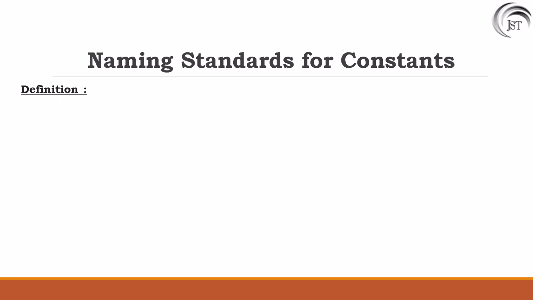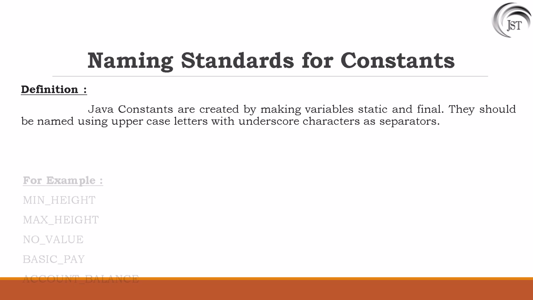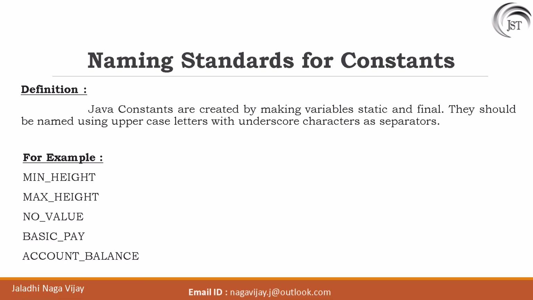The final one is naming standards for constants. How to declare constants in Java technology. Java constants are created by making variables static and final. They should be named using uppercase letters with underscore characters as separators. Normally, Java constants mean we should make variables static and final. Static and final makes it a constant variable.